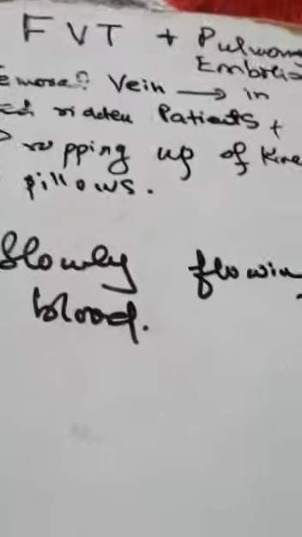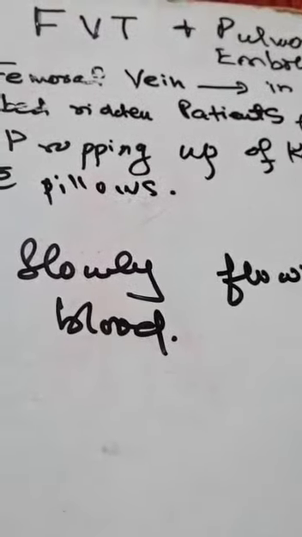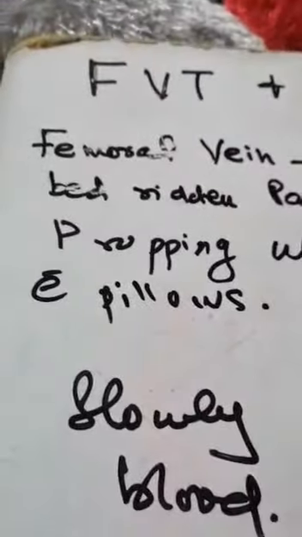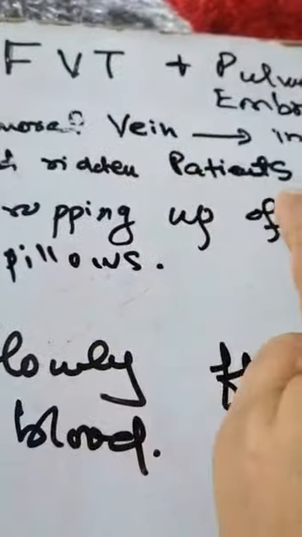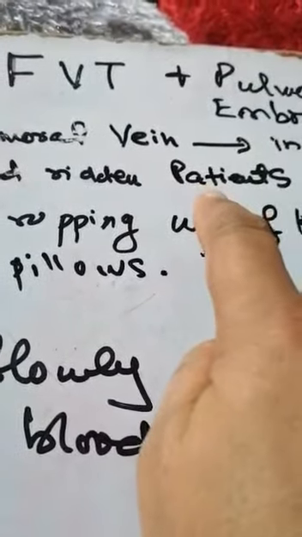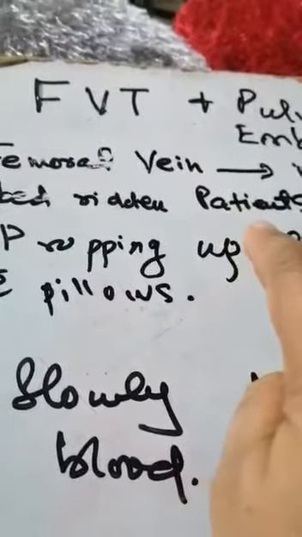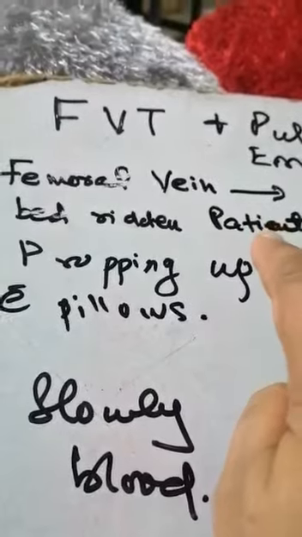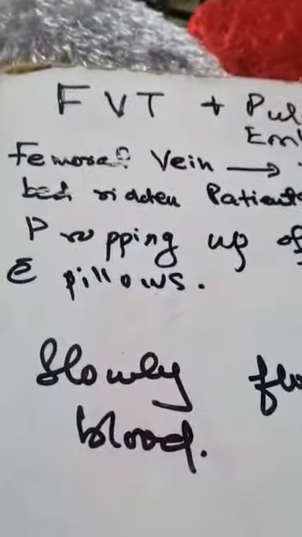clot develops in the femoral vein, especially the clot develops in bedridden patients, that is patients who are hospitalized or who are on bed, cannot walk, these are known as bedridden patients. And propping up of knees with pillows also causes formation of clots because of slowly flowing blood. The basic pathology in this case is slowly flowing blood.